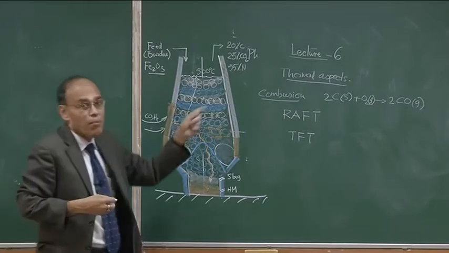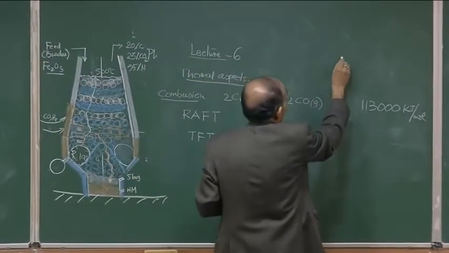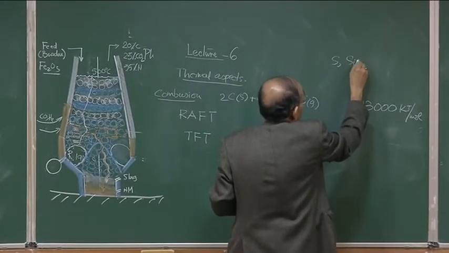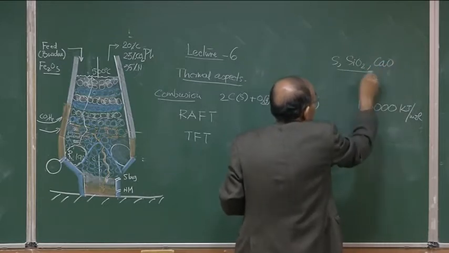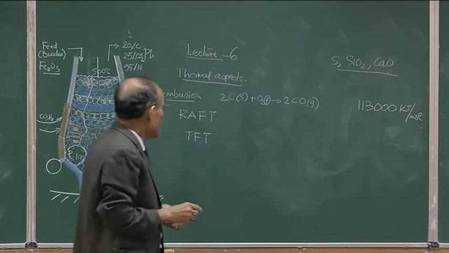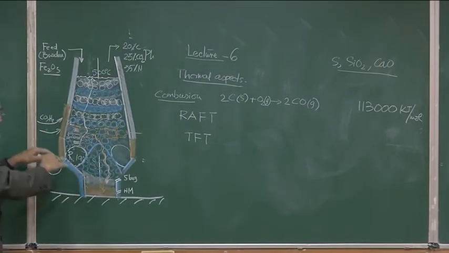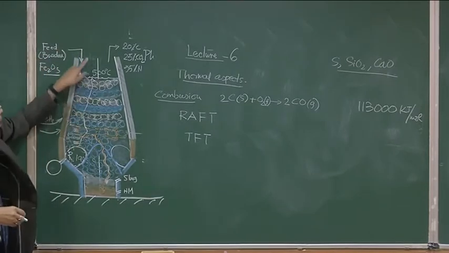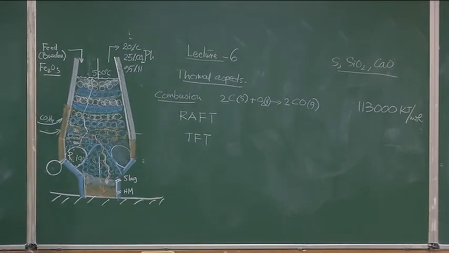In the process of this combustion, we must understand that the coke contains sulfur, silica, that is coke ash, and calcium oxide. These are the major impurities which are present, and that coke ash can be taken up by the gas. So, this white line which I am showing is the carbon monoxide gas which is rising up, and as it rises up, its concentration changes.